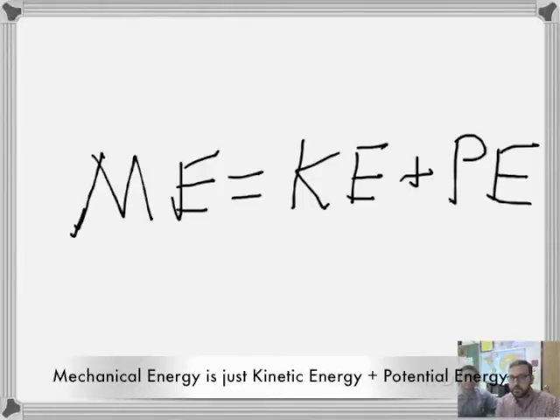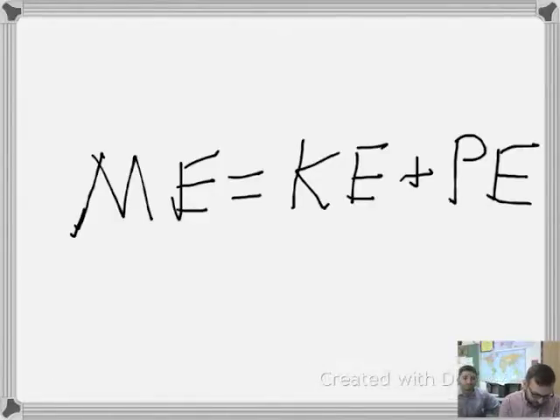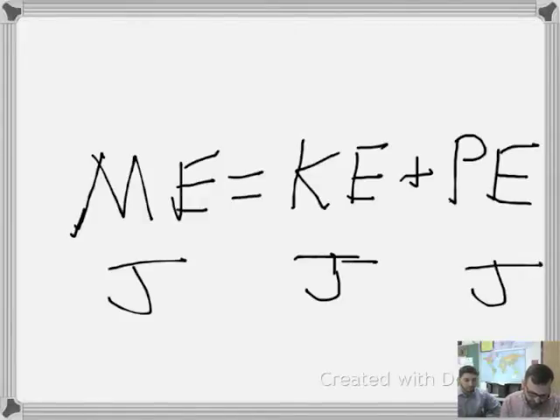Potential energy is stored energy, and kinetic energy is movement energy. So mechanical energy is the sum of those two things together. Kinetic energy plus potential energy is going to be mechanical energy. And all of these things are going to be in joules, so all three of these will use a capital J for your units. So our joules plus our joules is going to equal joules.